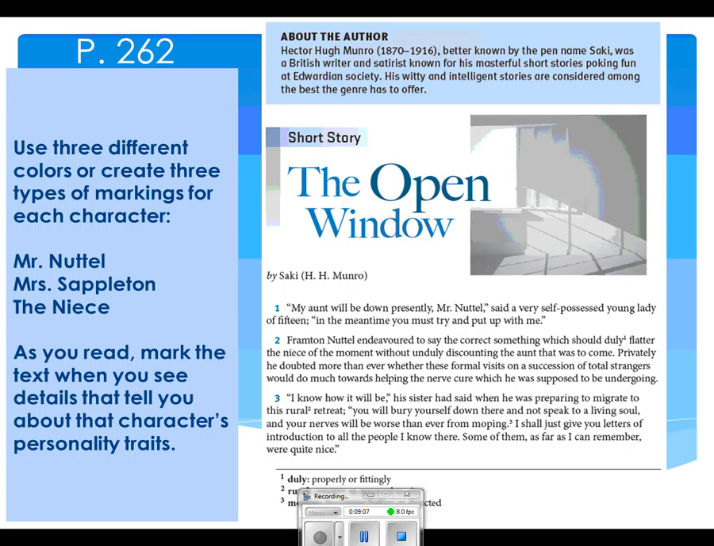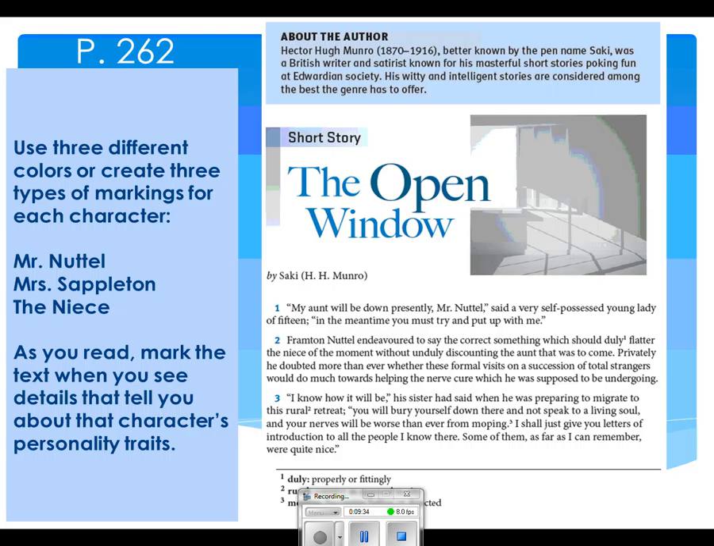Now, what you're going to be doing with these markers, while we're reading the story, anytime that you see a characteristic or a personality trait pop up about any of those 3 characters, I want you to mark it with the key that you used. So maybe it's something that they state aloud, maybe it's an action of theirs, something that they're thinking about. Okay? Now, a little bit of background about this story that we're going to be reading.